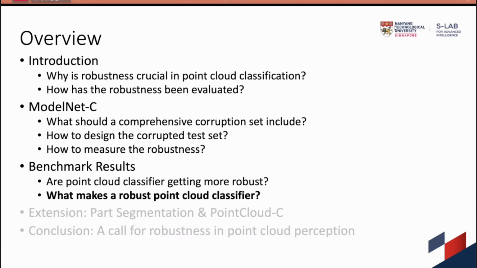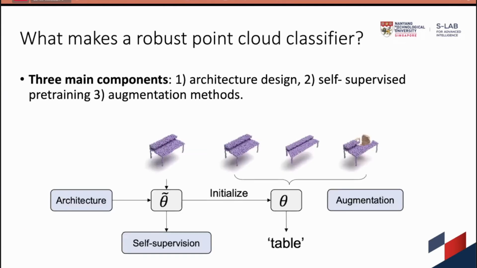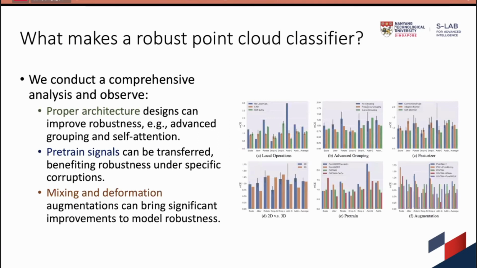Then, what makes a robust point cloud classifier? There are 3 key components in the pipeline: architecture design, self-supervised pre-training, and augmentation methods. Our benchmark allows us to understand the design choices of each component in a fine granularity. We observe that proper architecture designs can improve robustness, for example, advanced grouping and self-attention. Pre-trained signals can be transferred, benefiting robustness under specific corruptions. Mixing and deformation augmentations can bring significant improvements to model robustness as well.